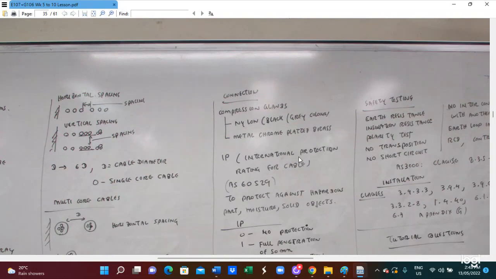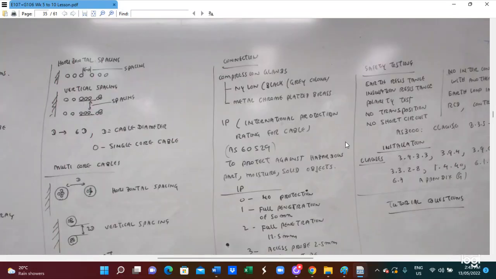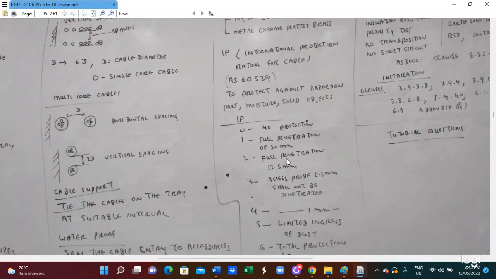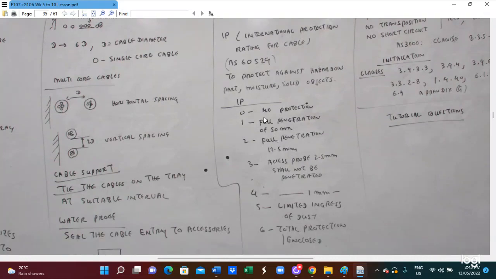Okay, so compression glands are also connected. Compression glands are nylon or metal, with a closed plate. So for the international protection system, we have to follow AS 60529. So here is protection against hazardous material and moisture. In this case, we have to follow the IP.